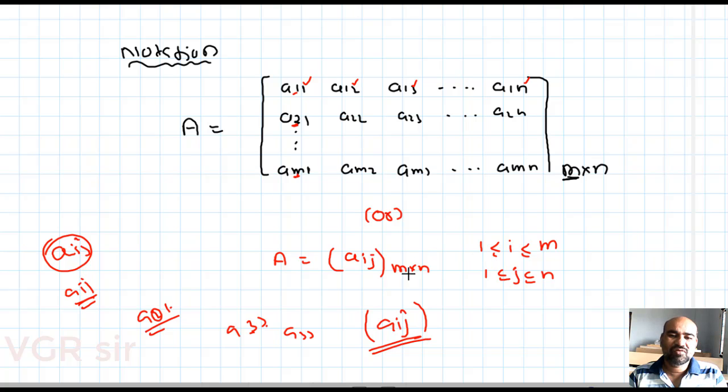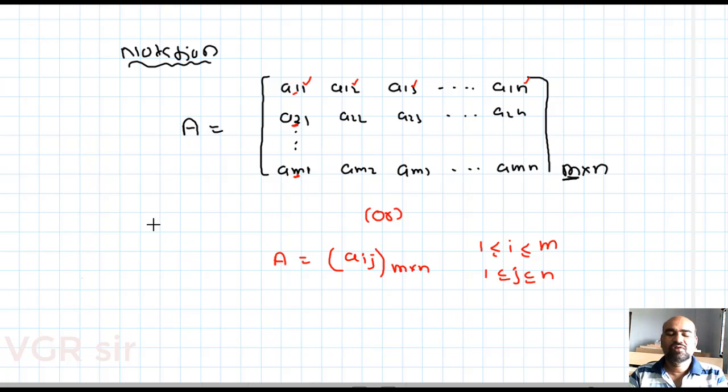For example, here m by n is given, which means this matrix contains m rows and n columns. i can be taken from 1 to m. See, 1, 2, 3, up to m, and j can be taken from 1 to n. So this is the notation of the matrix. Important.